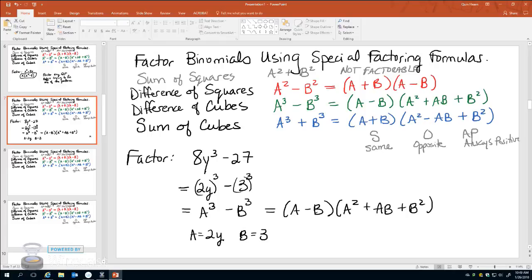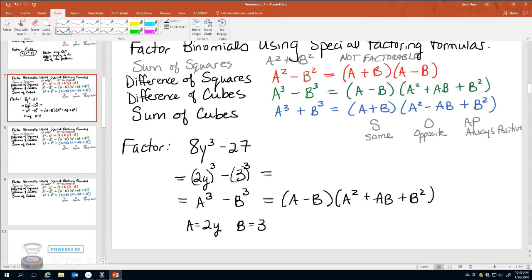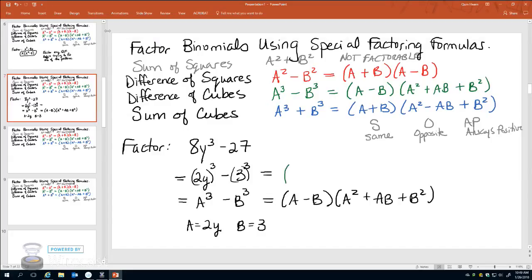Okay, so everywhere you see an a, you're going to replace it with the 2y, and everywhere you see a b, you're going to replace it with a 3. So let's do that. All right, so first we have a minus b, so 2y minus 3. And then we have a squared, so 2y squared, plus a times b, so 2y times 3, plus b squared is going to be 3 squared.